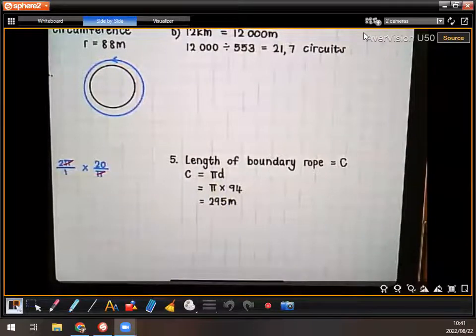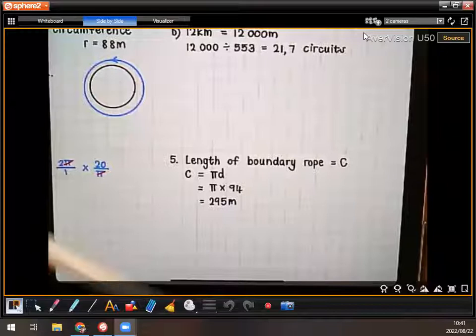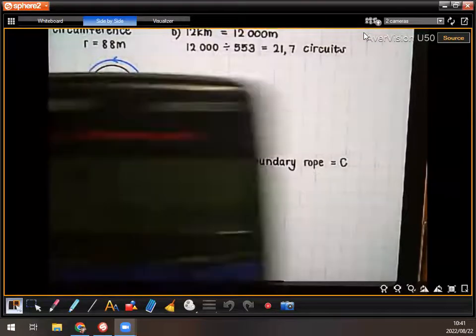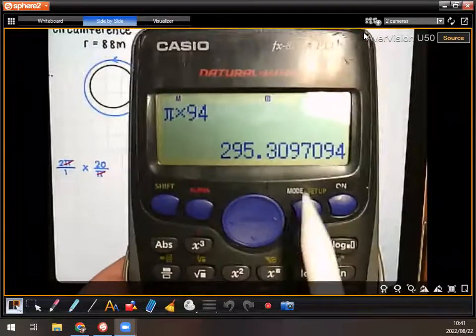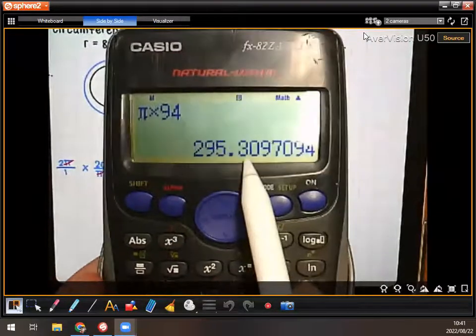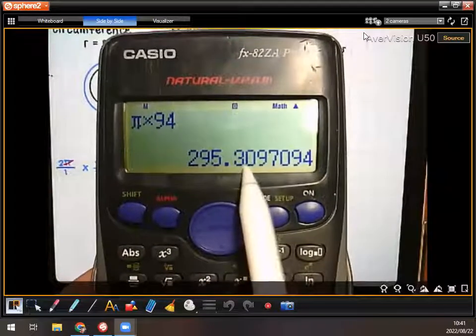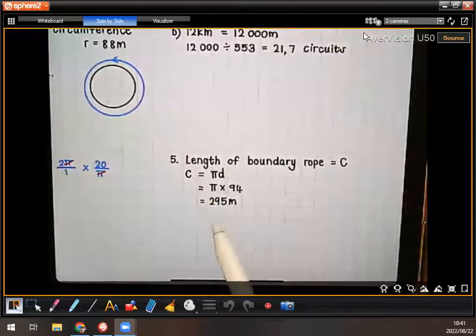So you're just going to do pi times the diameter that they give. So this one, I think they also said round to the nearest meter. So let me just check. Pi times 94 is 295.3. So do I round up or down if it's a 3? Down. Okay, so that's why it's just 295. If it was a 5 or a number bigger than 5, you would round it up to 296.